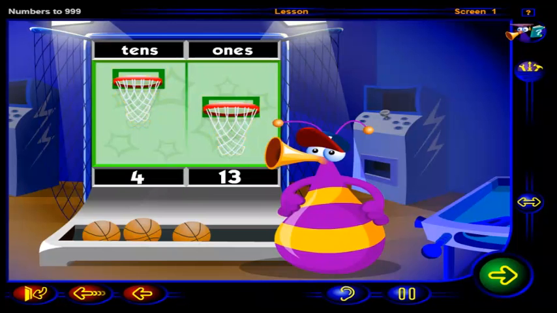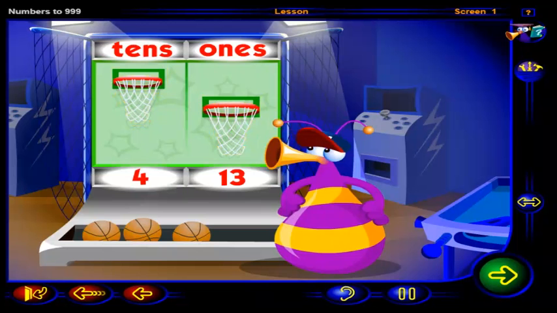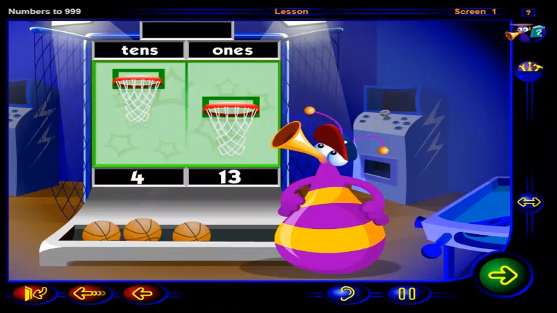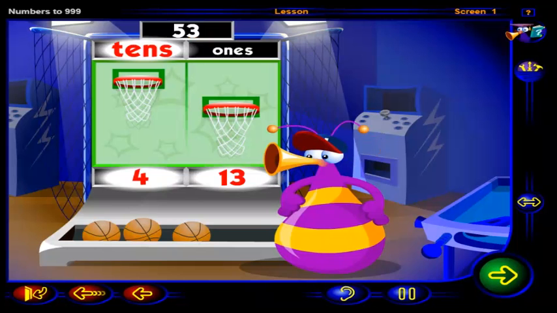So, you scored 4 10s and 13 1s. How many points did you score altogether? Click here to see the number of points scored altogether. 4 10s and 13 1s is 53.